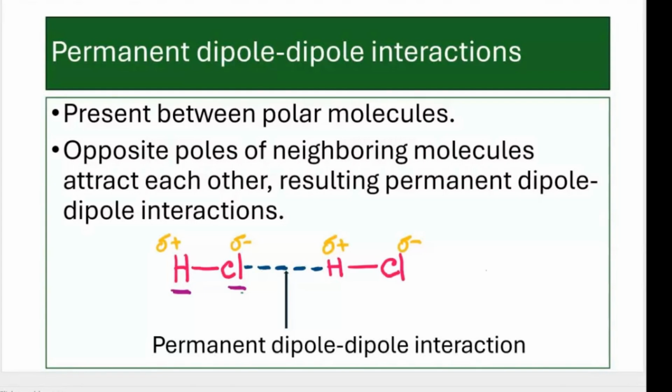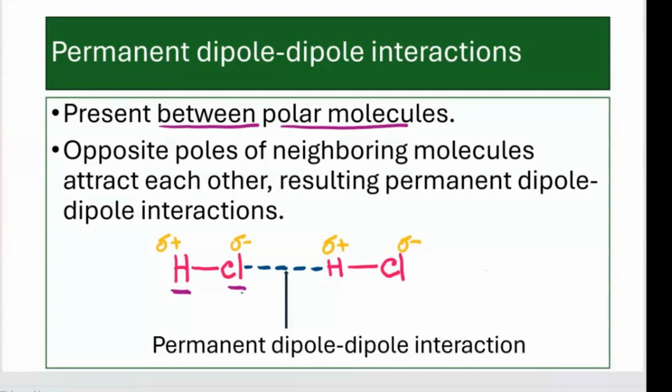Permanent dipole-dipole interactions are present between polar molecules. An explanation of the formation of permanent dipole-dipole interactions: the molecules become polarized when there is an unequal distribution of electrons between atoms. Here is an example of permanent dipole-dipole interactions.